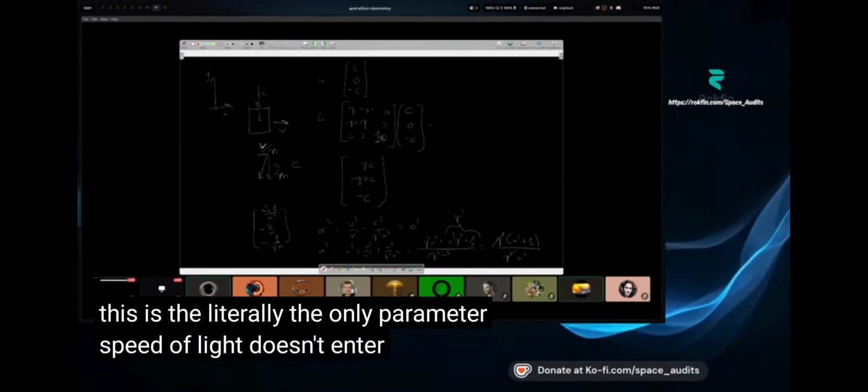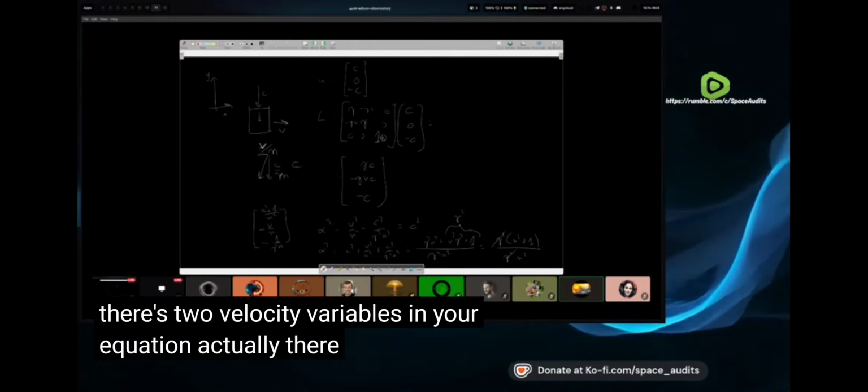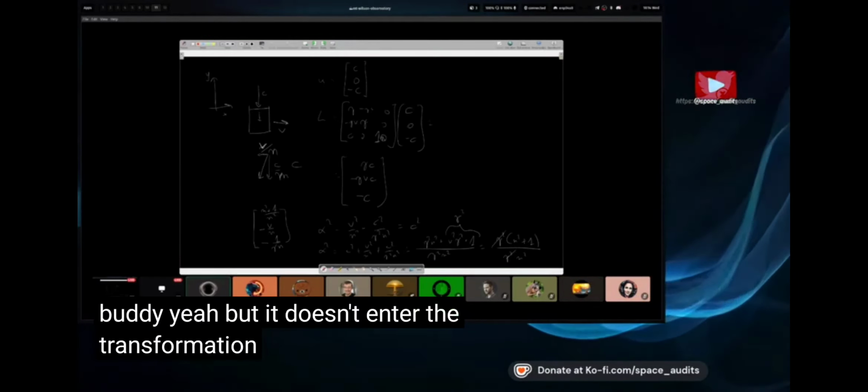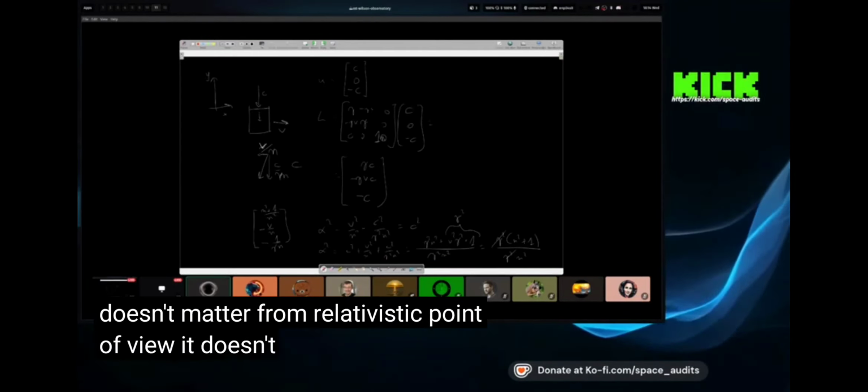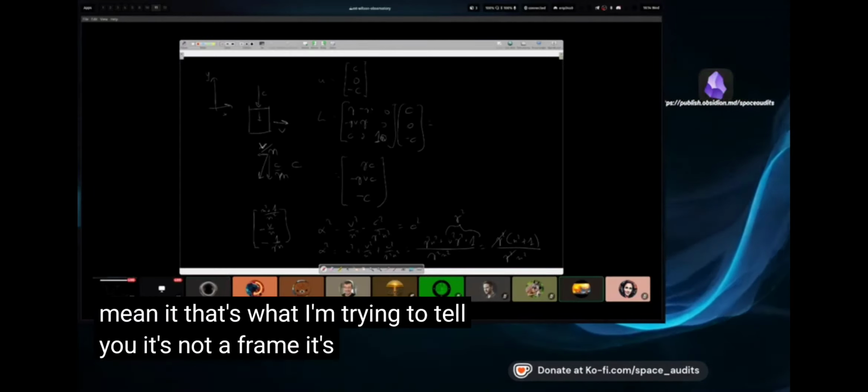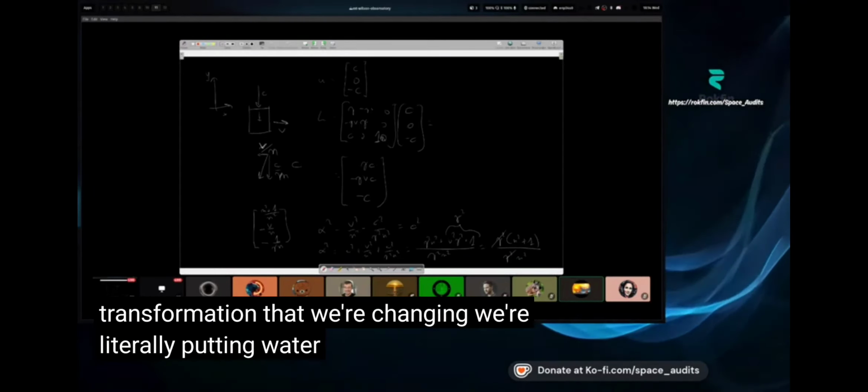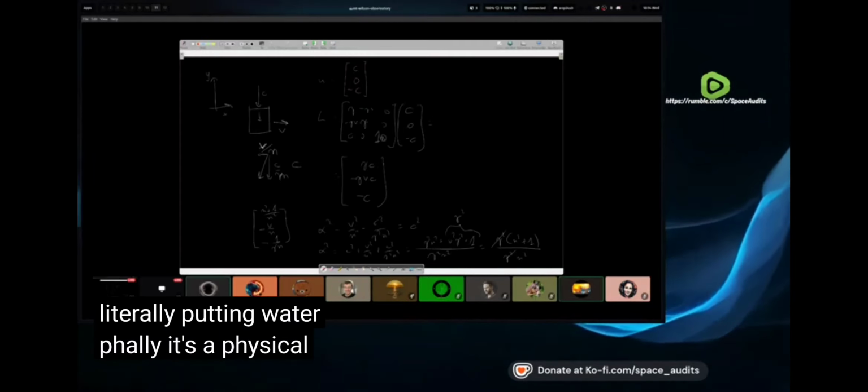And actually, the speed of light doesn't enter that. There's two velocity variables in your equation, actually, there, buddy. Yeah, but it doesn't enter the transformation between frames, so it doesn't matter. From relativistic point of view, it doesn't matter. What do you mean? That's what I'm trying to tell you. It's not a frame transformation that we're changing. We're literally putting water and slowing it down physically. Yeah. It's a physical change.